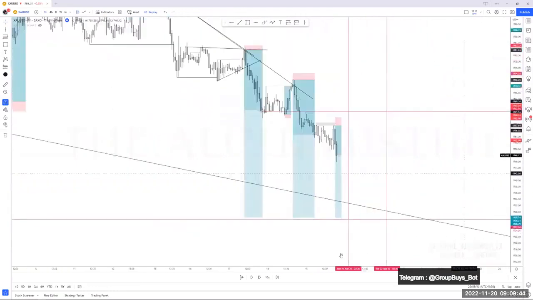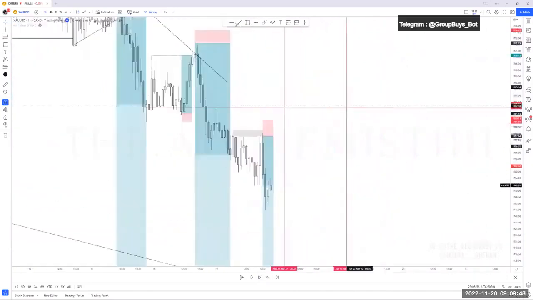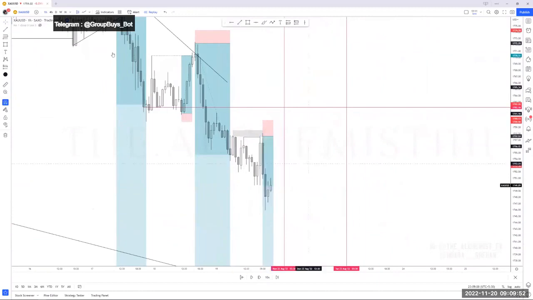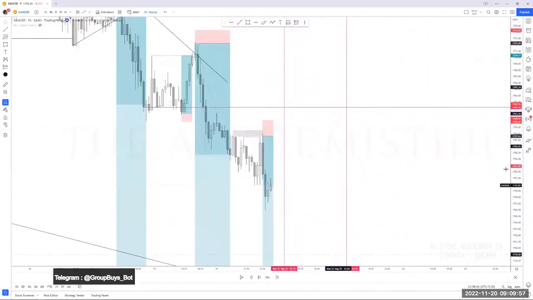Okay, so there it comes. So now let's patiently wait. We have gotten our entry already. So what happened was actually the London high was taken out, see? Into this resistance over here. Okay, London high taken out into this resistance and then it trapped.